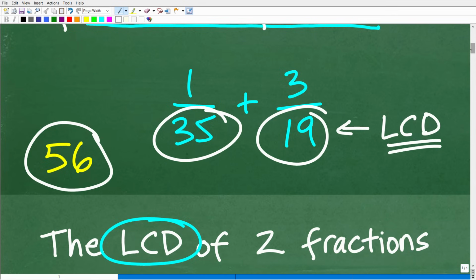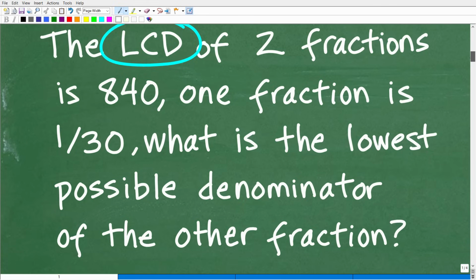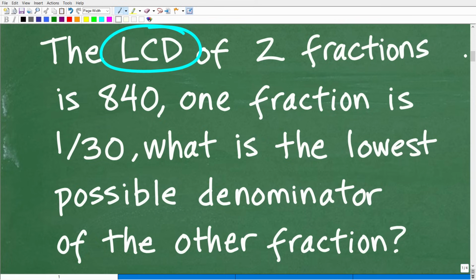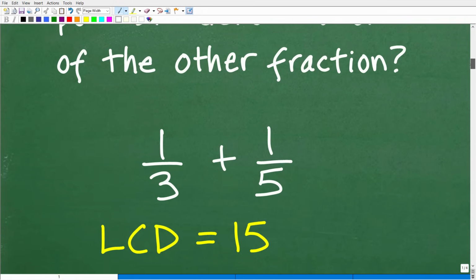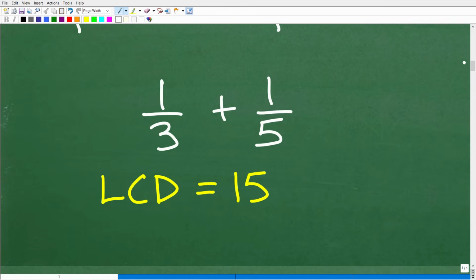Now, finding the LCD is actually pretty easy when the denominators are simple. A lot of people say, "Oh, I know what the LCD is." Matter of fact, let's take a look at some examples. So here we have 1/3 plus 1/5.